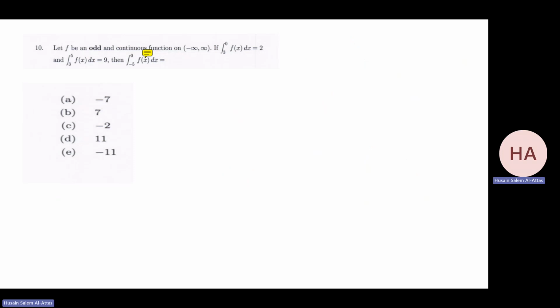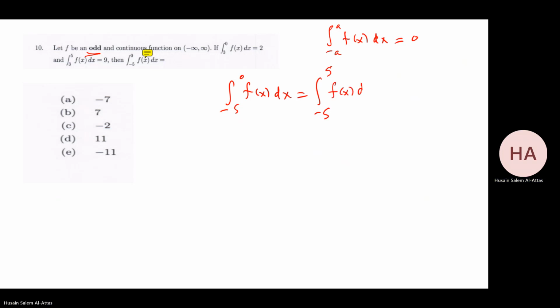Okay, next one. He said the function is odd. That means the integral from minus a to a, f of x dx, will be 0. Okay, I'm starting with minus 5 to 0. This is what I'm looking for. So I'm starting with minus 5. I know 3 to 5 and 3 to 0. So I have a link between 5 and 3, and between 0 and 3. So I will move this to 5, plus 5 to 3, plus 3 to 0. So I start at minus 5, finish at 0.